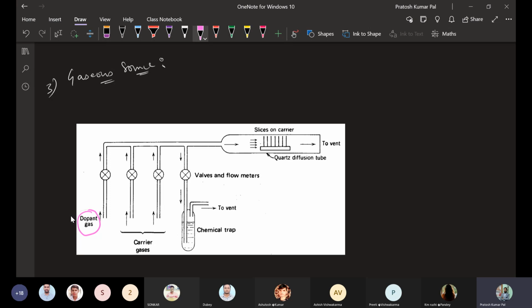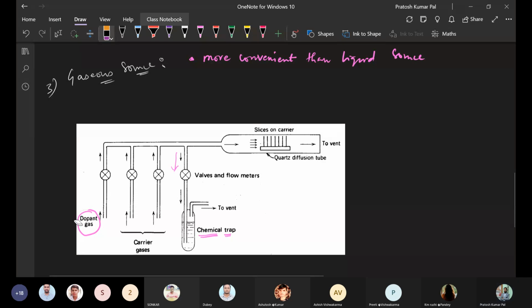Once the reaction has taken place, whatever waste gases are there will flow through this wall, and they will be pulled out using what is called a chemical trap. So these gaseous type of source reactors are considered more convenient than liquid source reactors.